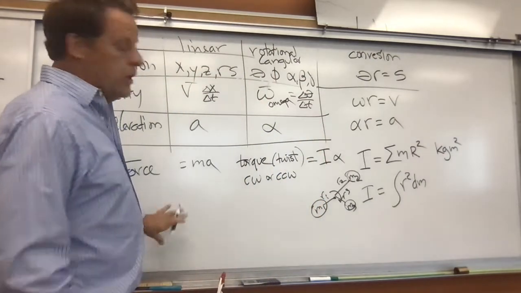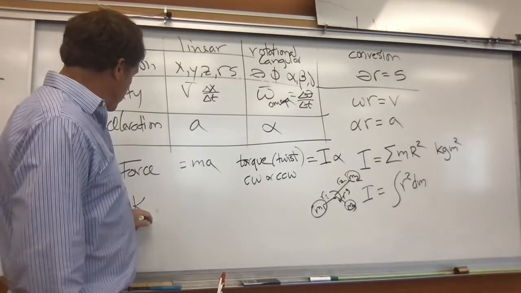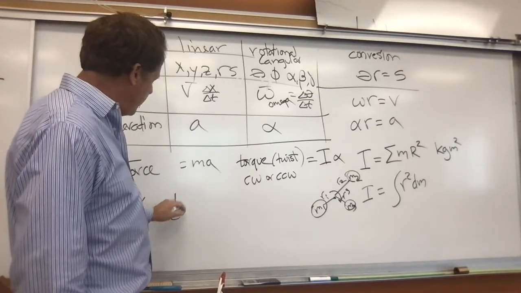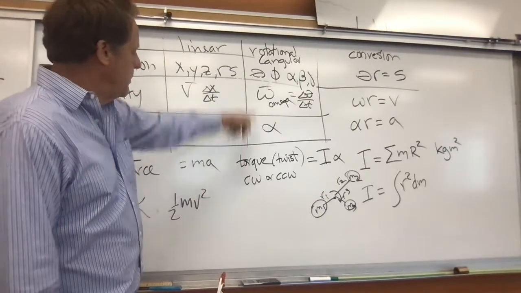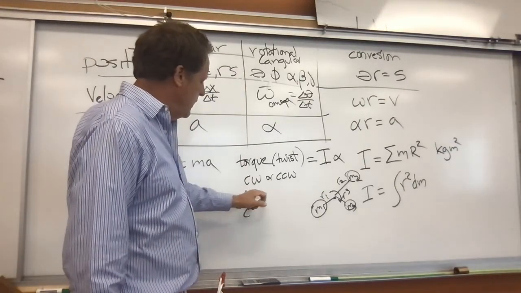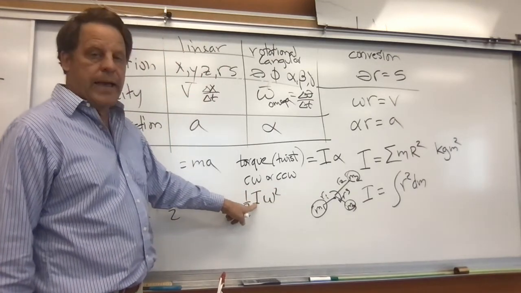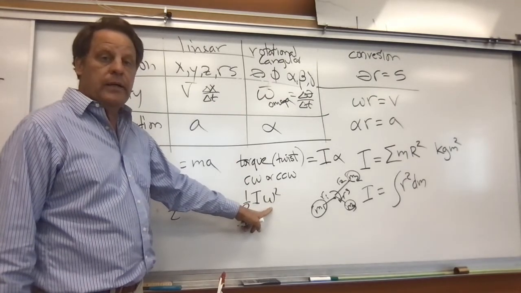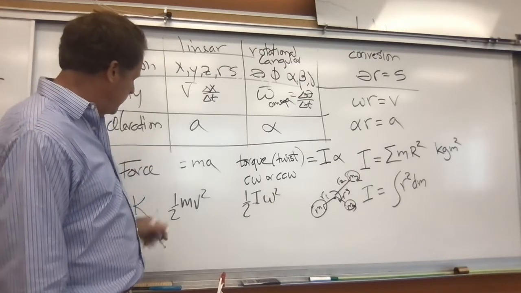So we can also talk about, for example, kinetic energy. Kinetic energy in terms of linear would be 1/2 mv squared. When we're talking about rotational, this would be 1/2 I omega squared, because the equivalent of our mass is moment of inertia, and the equivalent of velocity would be angular velocity, or omega. So we can get that sort of stuff too.